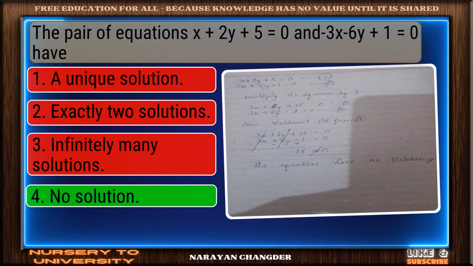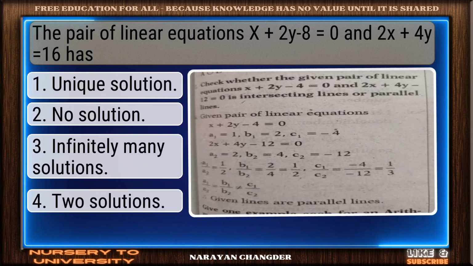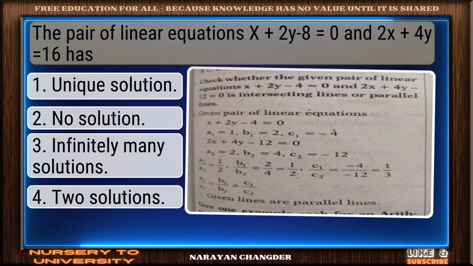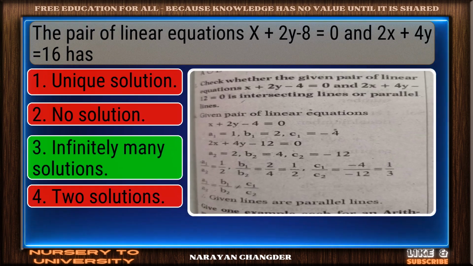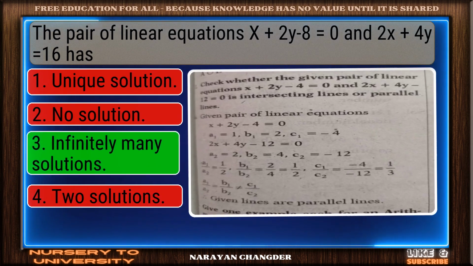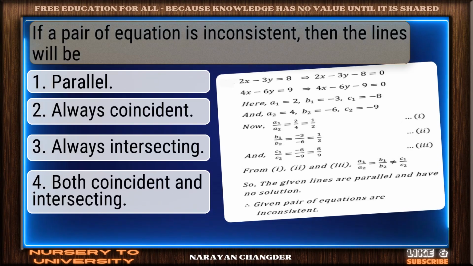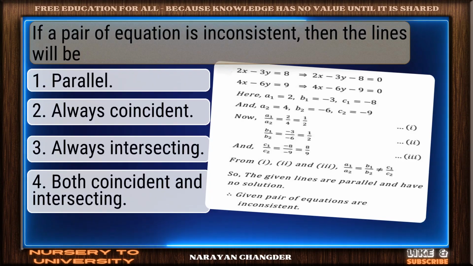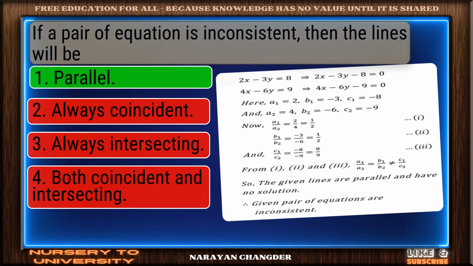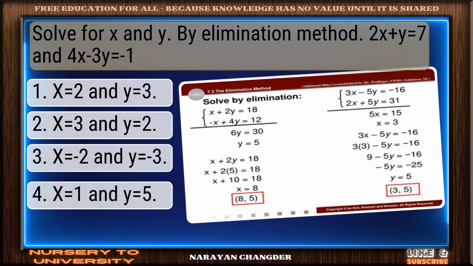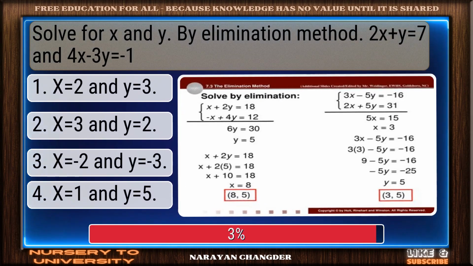You're right. No solution is correct. The pair of linear equations x plus 2y equal to 8 and 2x plus 4y equal to 16 has. Valid point. Infinitely many solutions is true. If a pair of equations is inconsistent, then the lines will be. Bravo, parallel is the answer. Solve for x and y by elimination method. 2x plus y equal to 7, 4x minus y equal to 1.